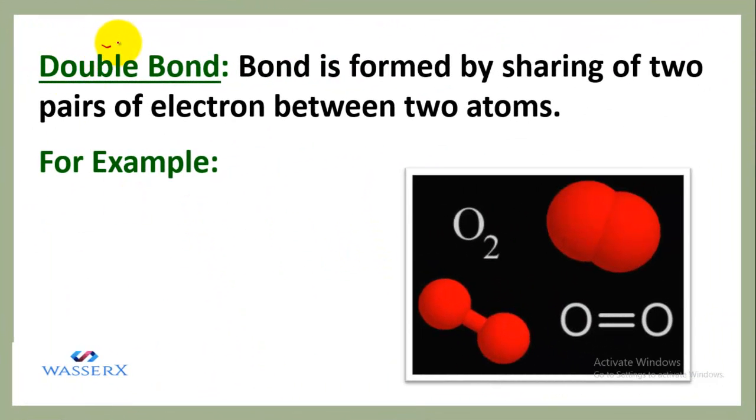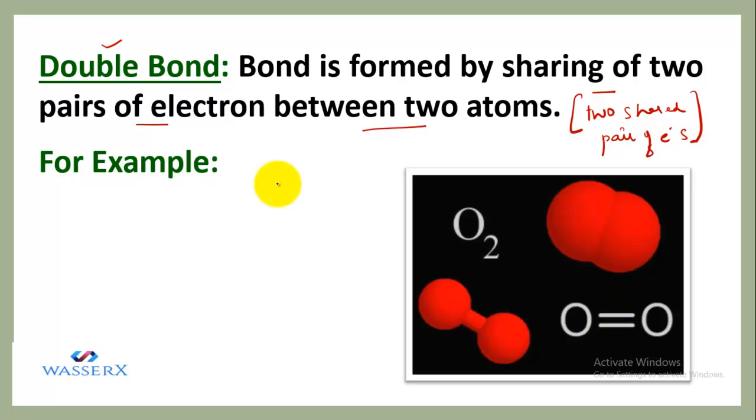Second, we have the double covalent bond. Double covalent bond specifies that the bond is formed by sharing of two pairs of electrons between two atoms. Or you can say that in this case, we are going to have two shared pairs of electrons. Let's take an example. As you can see in the figure, we have an oxygen molecule and there are two bonds present. So let's make out.